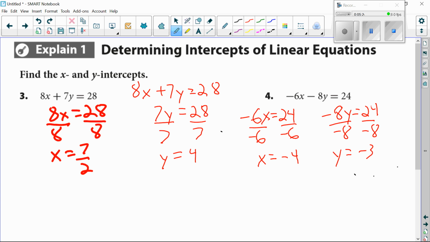And that's how you can find the x and y-intercept and even graph your equation. I'm going to show some more graphing and problems in a later video.